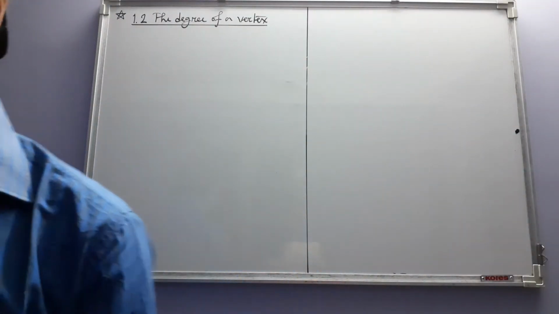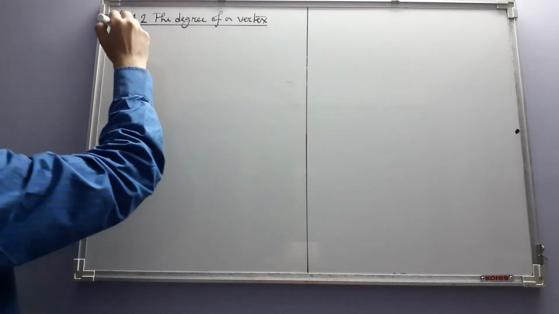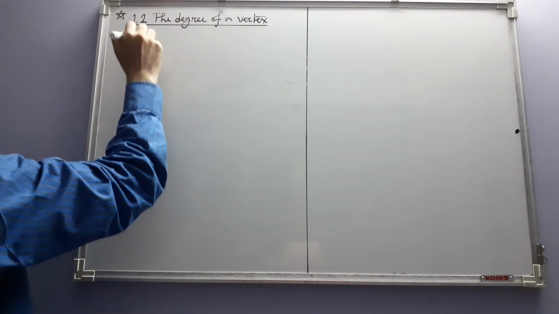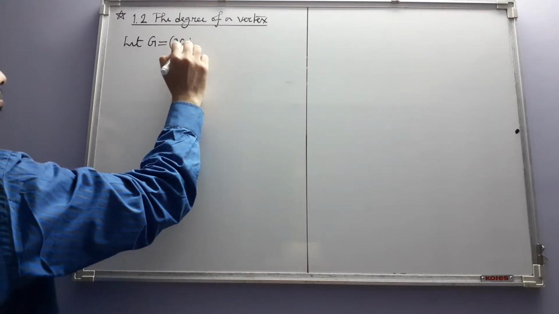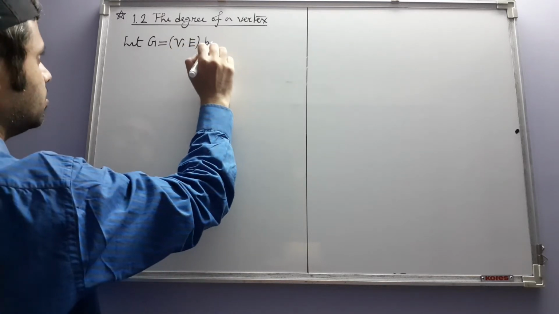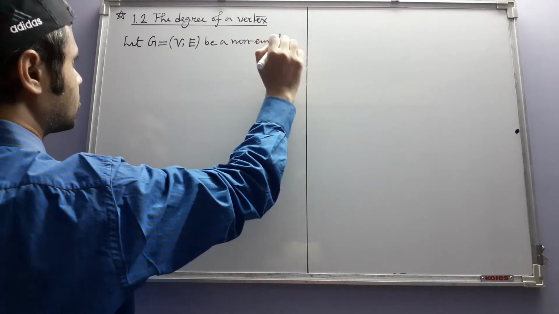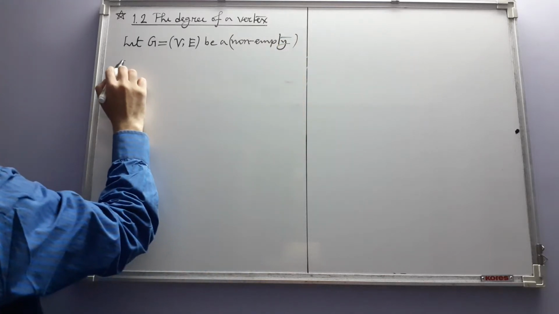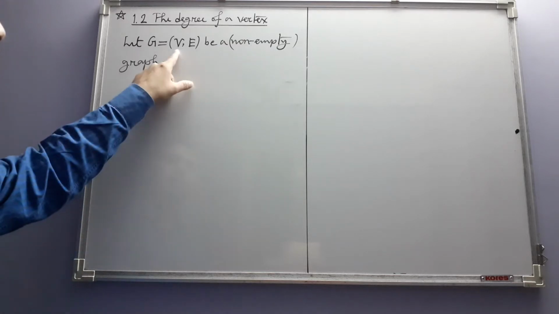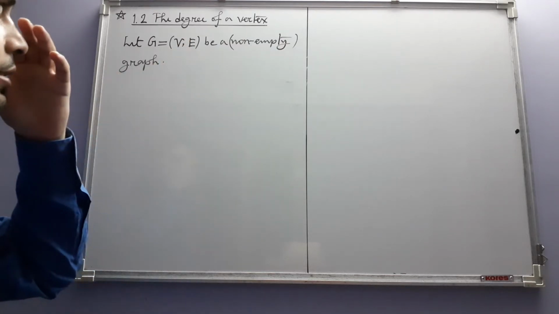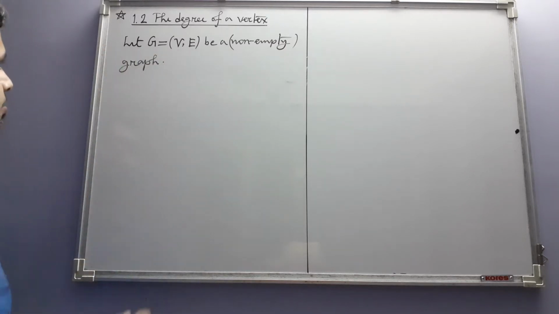Okay, next, the degree of a vertex in a graph. Let G equal to V comma E be a graph that is non-empty. That means the set of vertices is non-empty. There is at least one vertex in the graph. There may or may not be any edge, that does not matter, but vertices are there.